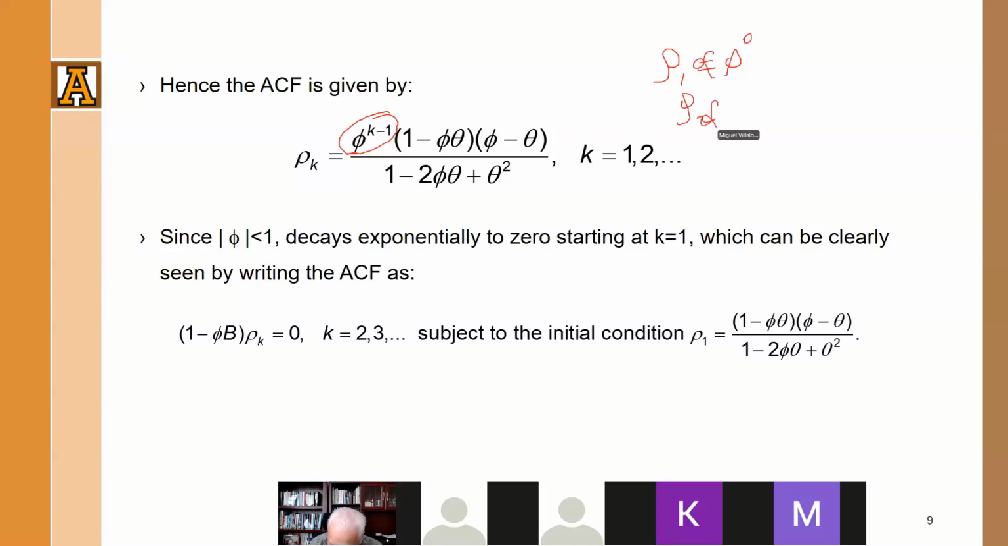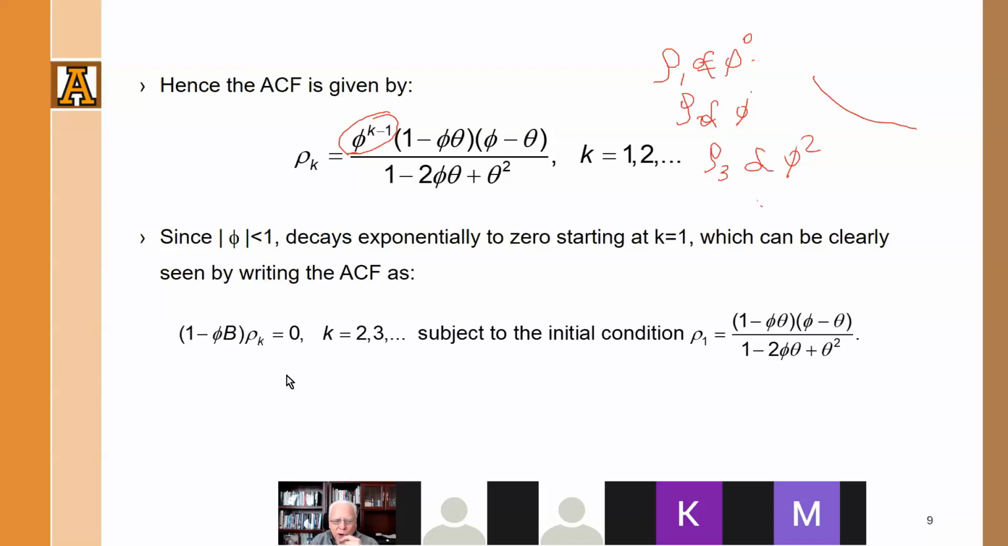Row 2 is proportional to phi. Row 3 is proportional to phi squared, and so on. Since phi is less than 1 in absolute value, this will be an exponential decay. Could be alternating signs depending on the sign of the coefficient phi.